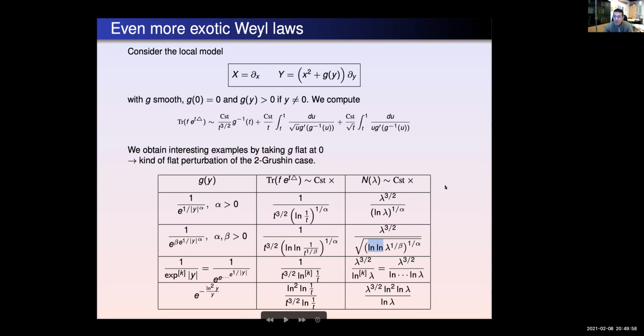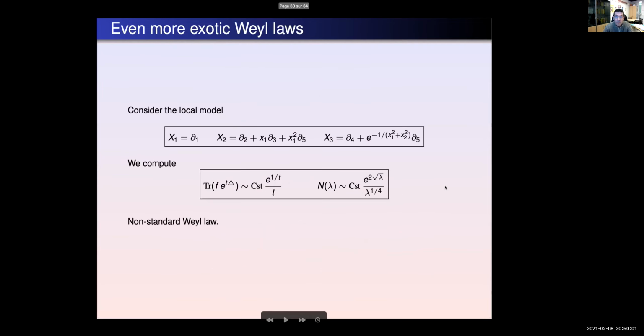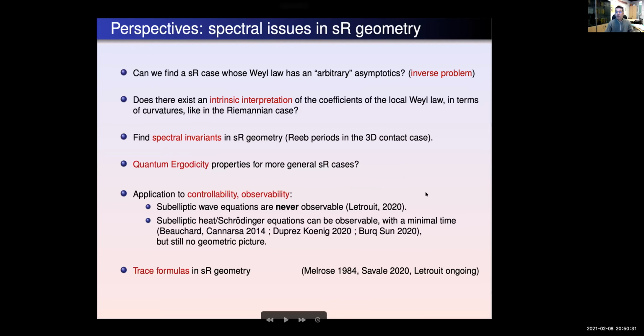And even in the last example I will show you, we can generate a trace that is strongly blowing up when t is equal to 0, like that. And then you obtain, and it is completely non-standard, a counting Weyl function which is like the exponential of lambda, which is very unusual. Okay, so I think my time is up. So let me go to my conclusion.